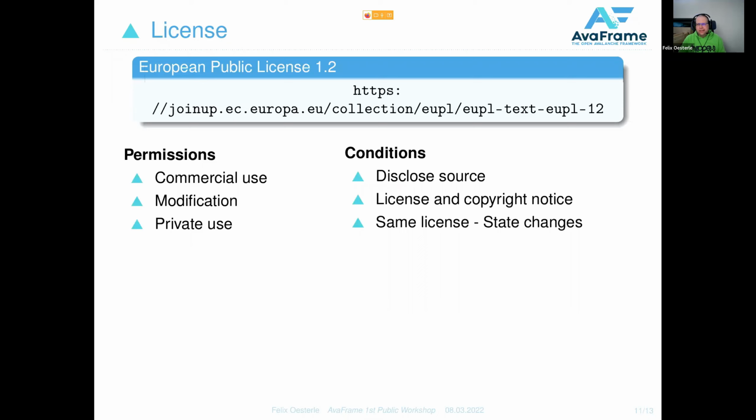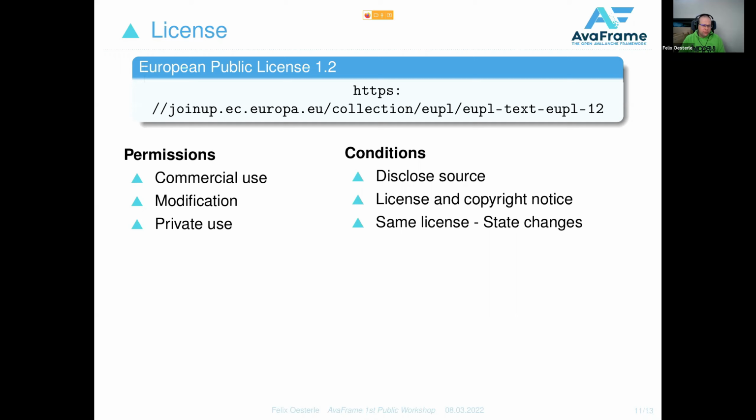And then there is a very important point. Let's talk about the license. So what does this mean? AvaFrame itself is open source, but it's licensed under the European Union Public License 1.2. If you use this link, you will find the full text of this license, and the license is available in 21 languages, so you should be able to find the one that suits you.